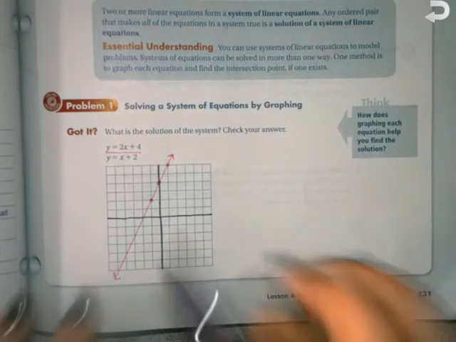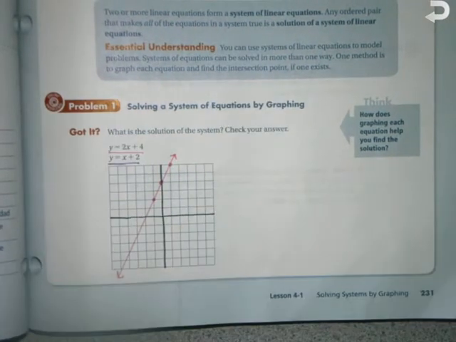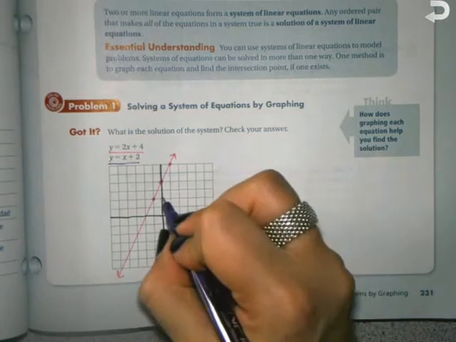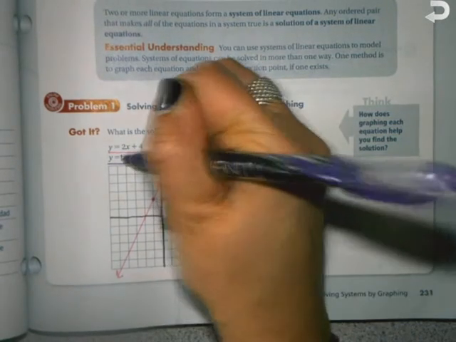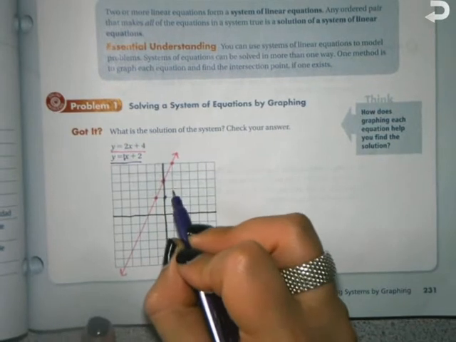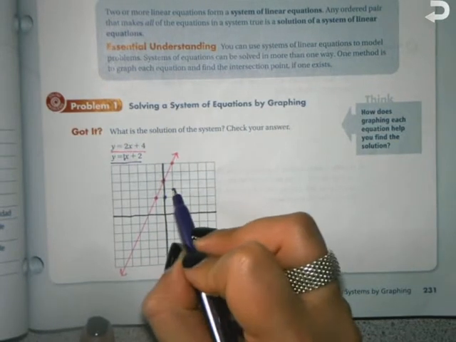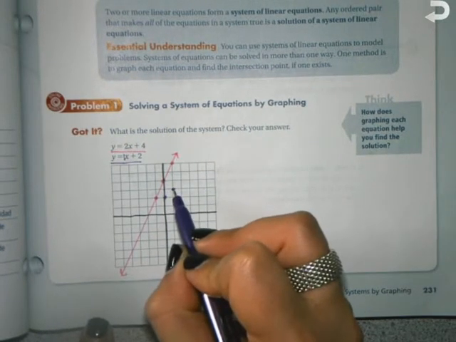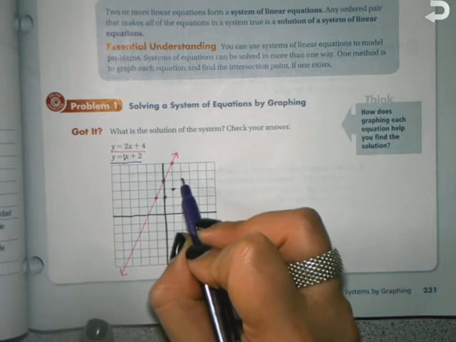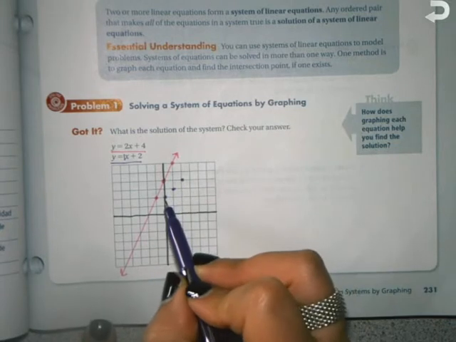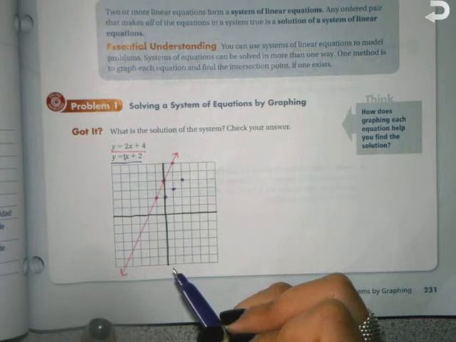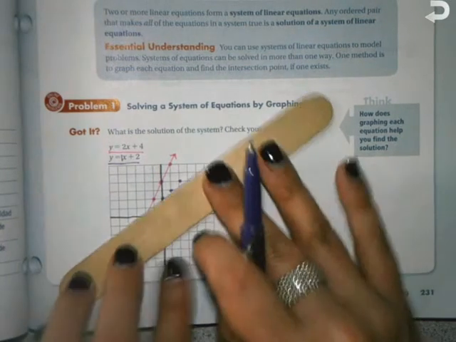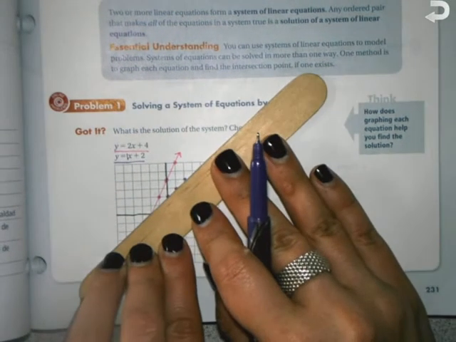The next one is y equals x plus 2. What's the y-intercept there? 2. So at positive 2. And then what's the slope? 1. That's positive 1 over positive 1. So you go up 1, right 1. And then from that point, you can go up 1, right 1 again. From the y-intercept, you also could have gone down 1, left 1. That works as well. Okay? But let's connect all those points with a line.